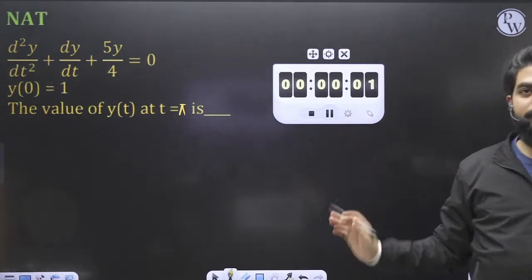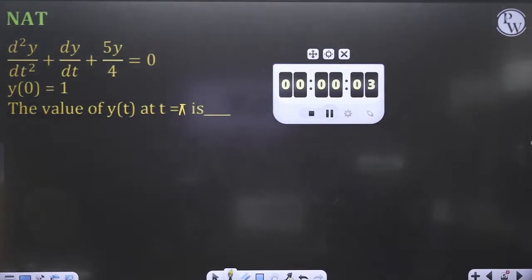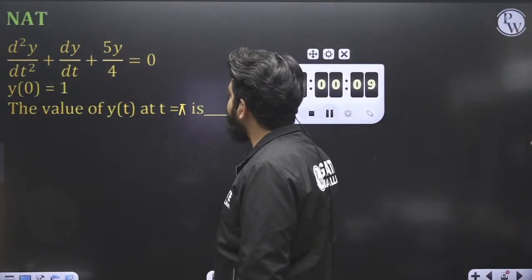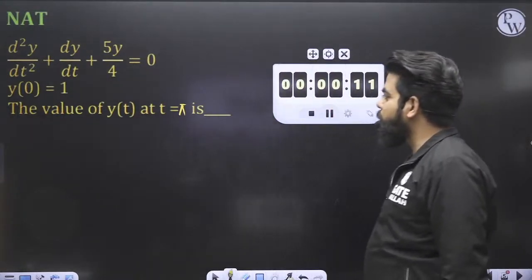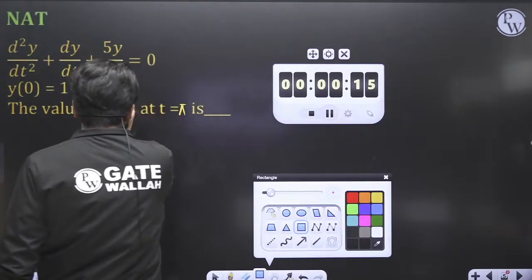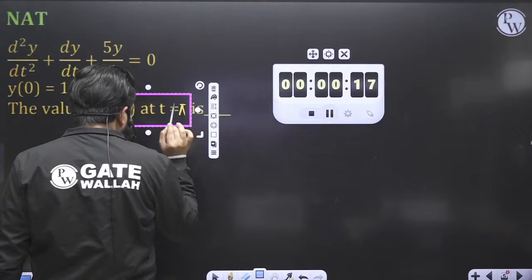Again, I'll give you 2 minutes for this question. Maximum 2 minutes. Within less than 2 minutes you should solve this question. The equation is d2y/dt square plus dy/dt plus 5y/4 equal to 0, y(0) is equal to 1. What should be the value of y(t) at t equal to pi? This is what is being asked.